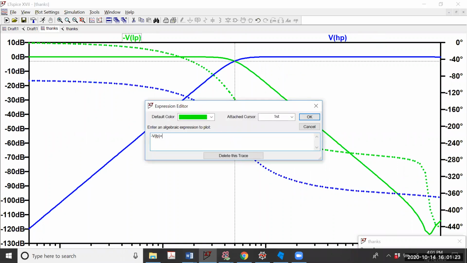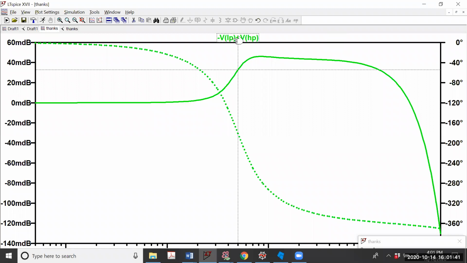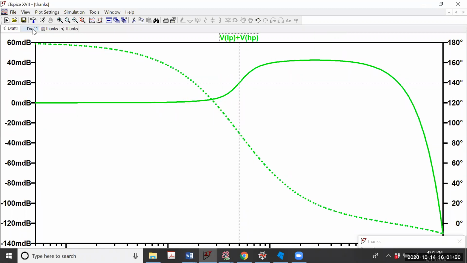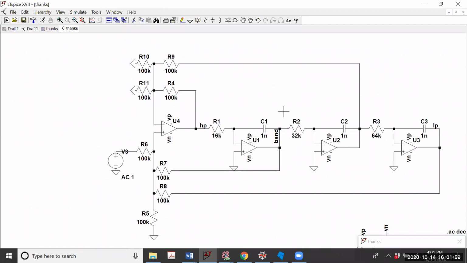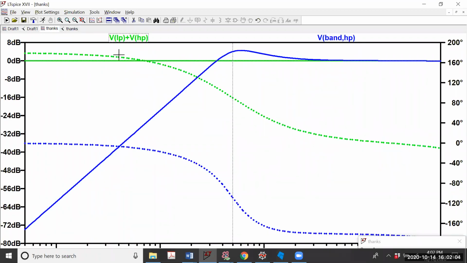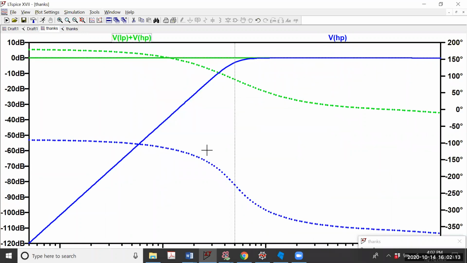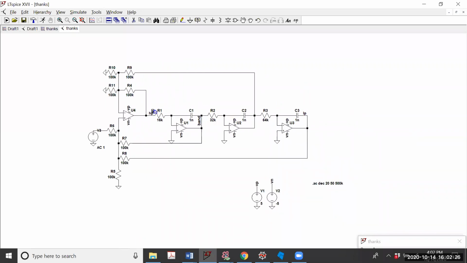And then to create the notch, something's not right. You just have to sum those two nodes. How do I sum those?